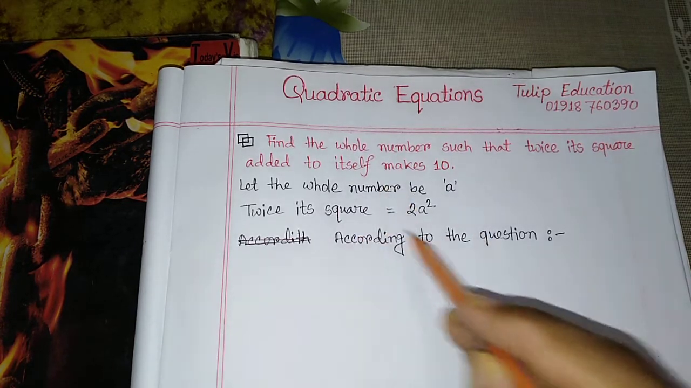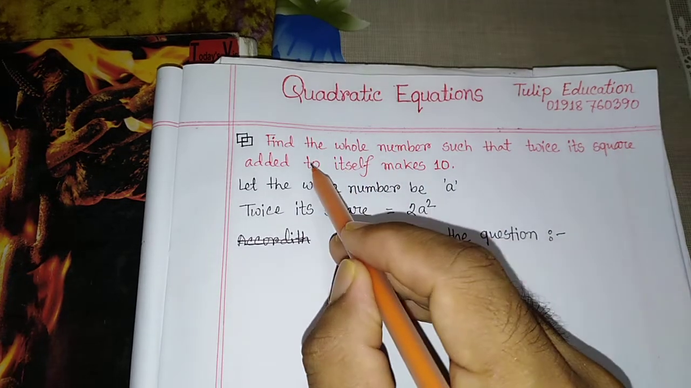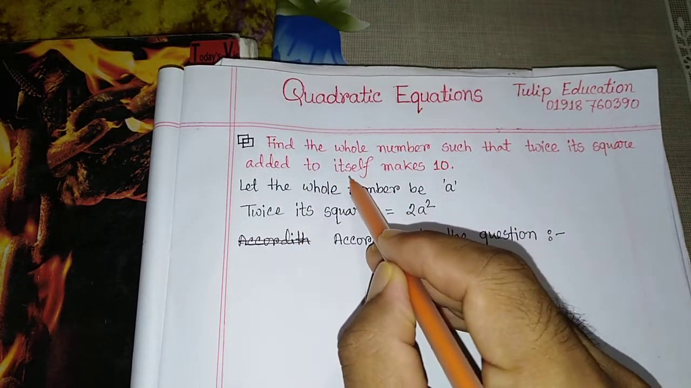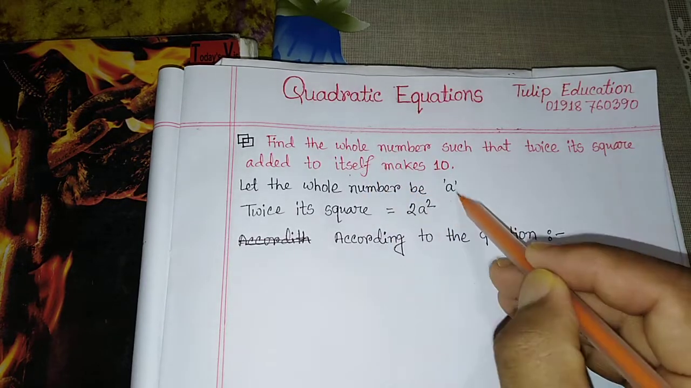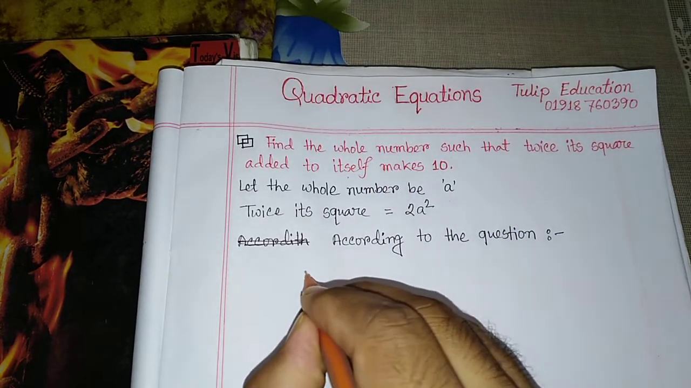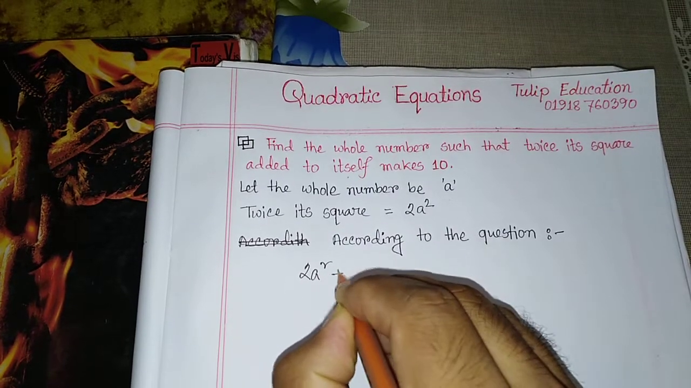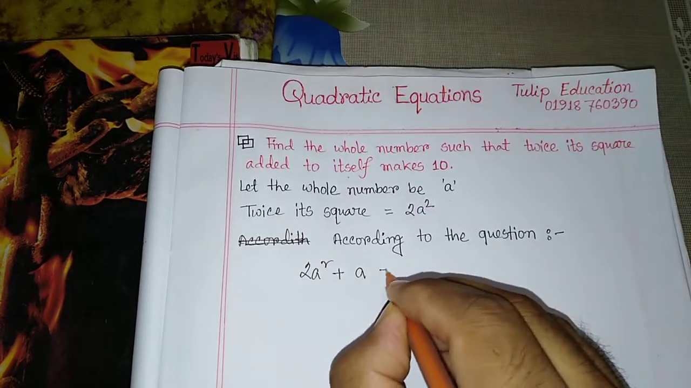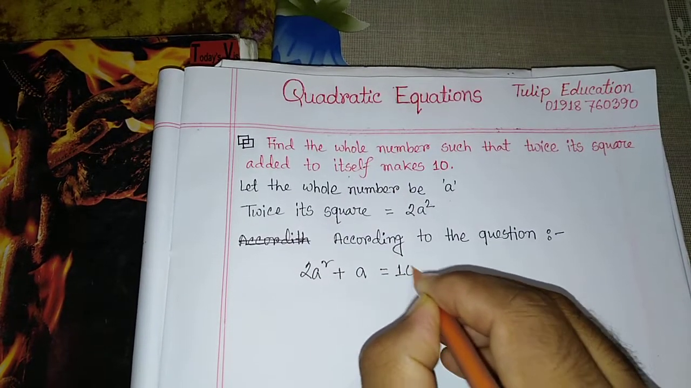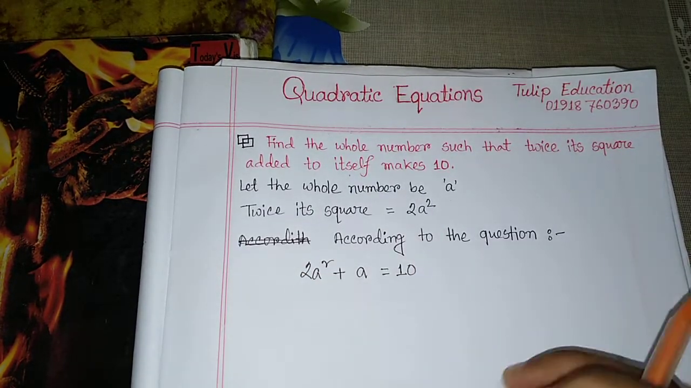Okay, so according to the question, it is written twice its square added to itself. Added to itself means A. 2A square is added to A. So that we can write 2A square plus A, and that makes 10. That means equal to 10. So here it is our main equation.